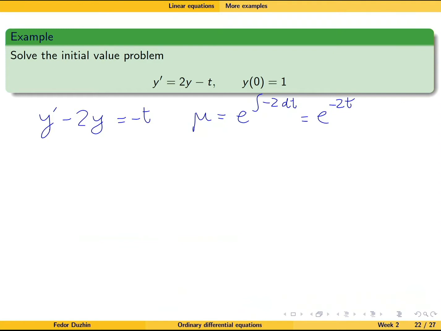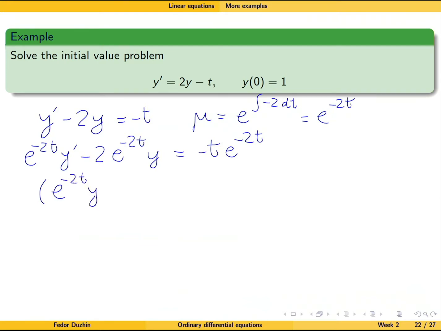So then we multiply our differential equation by e to the negative 2t. So we get e to the negative 2t y prime minus 2 e to the negative 2t y equals minus t e to the negative 2t. But then notice that the left-hand side is now the derivative. Well, of course it is, because that's what the general method tells us. So it is the derivative of e to the minus 2t y.